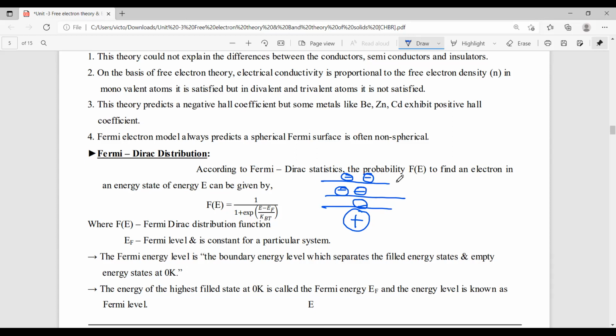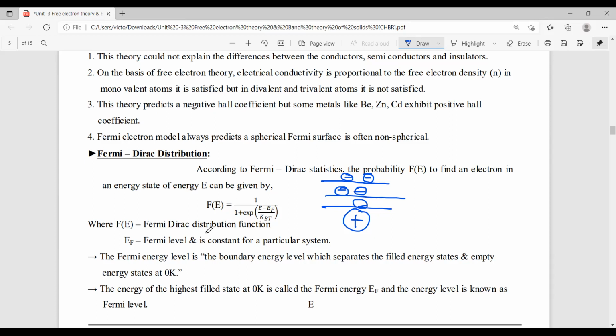It is a statistical representation. So this chance is expressed in mathematics by the probability concept. So the Fermi-Dirac distribution function is just a probability function. That means the answer is in percentage. Okay. Then what is the Fermi-Dirac distribution function expression? F of E is equal to 1 by 1 plus exponential of E minus EF by kBT.